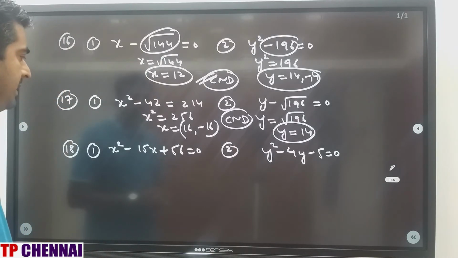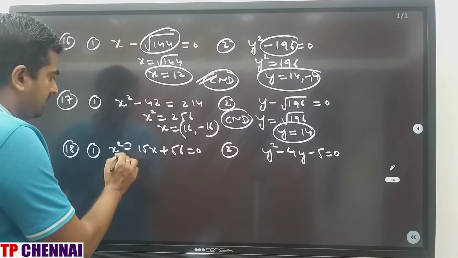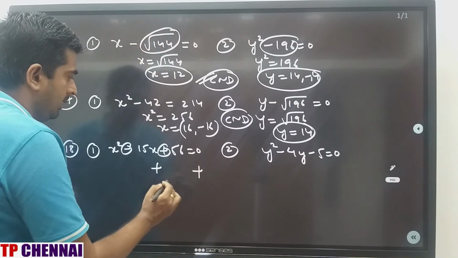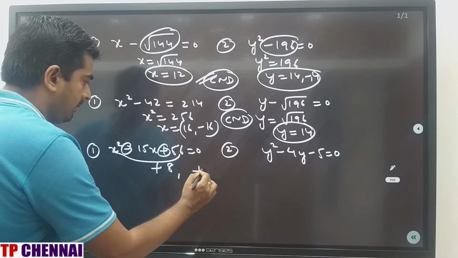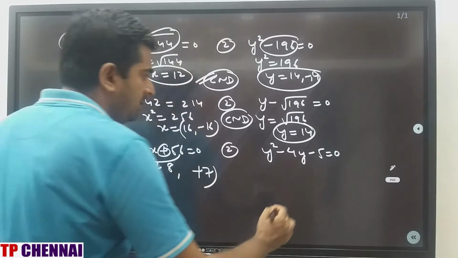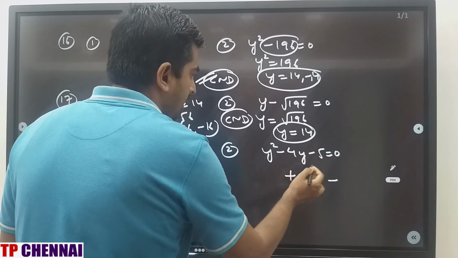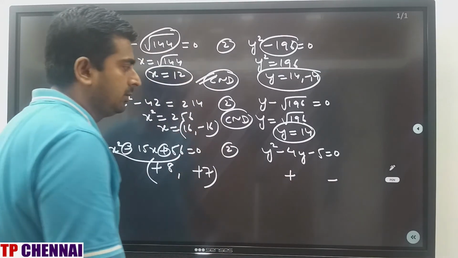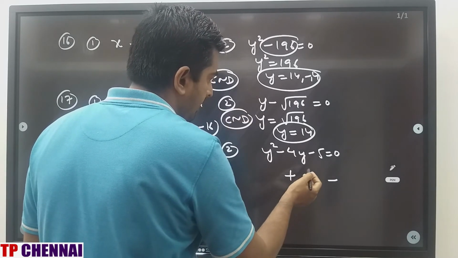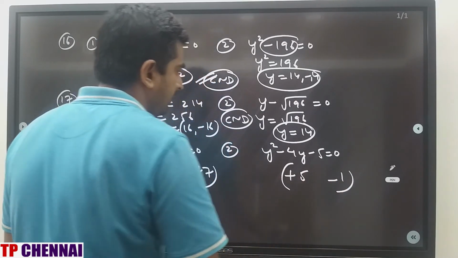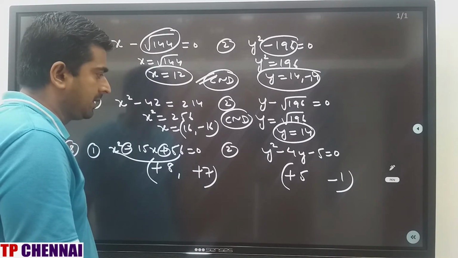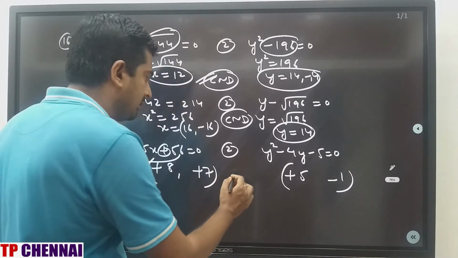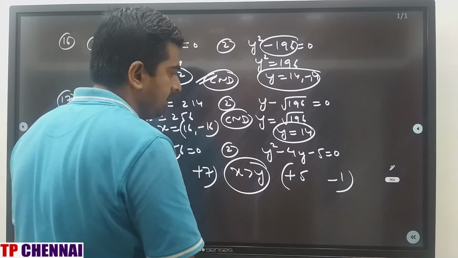Next one. X square minus 15x plus 56 is equal to 0. Y square minus 4y minus 5 is equal to 0. So minus, plus is there, so the roots will be plus, plus. 56 when you multiply, and when you add 15: 8 and 7. Minus, minus, so this will be plus, minus. 5 when you multiply, 4 when you subtract. So what is the answer? 5 and 1 only. Right? Then compare 8 and 5. 8 is greater. 8 and minus 1, 8 is greater. 7 and 5, 7 is greater. 7 and minus 1, 7 is greater. So my answer is x greater than y.